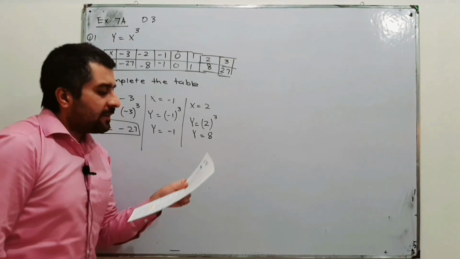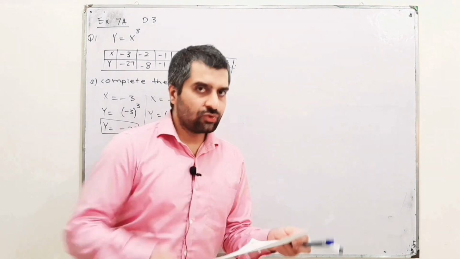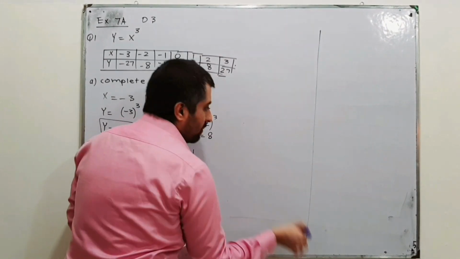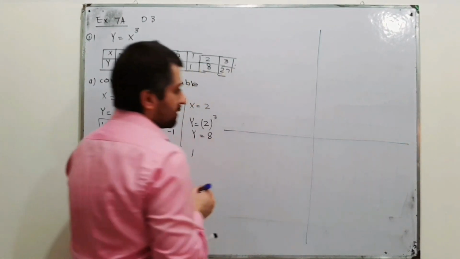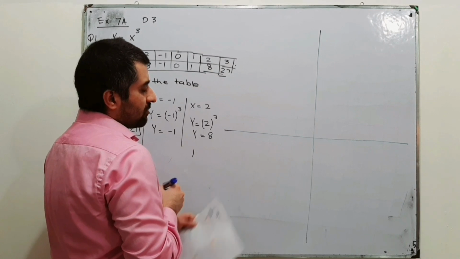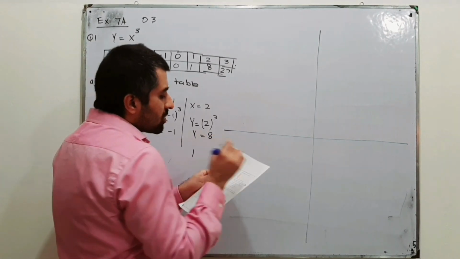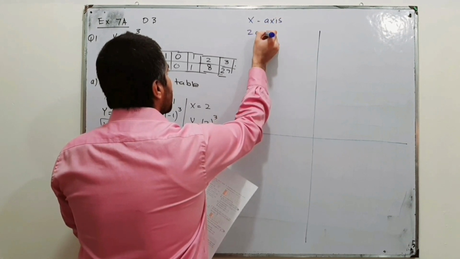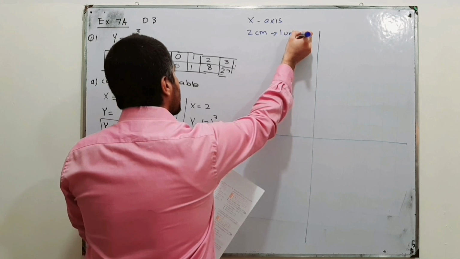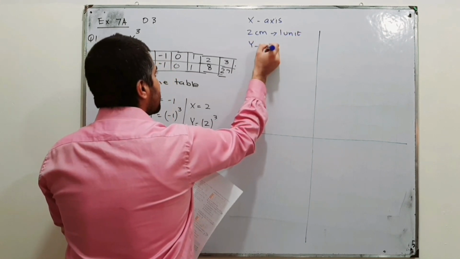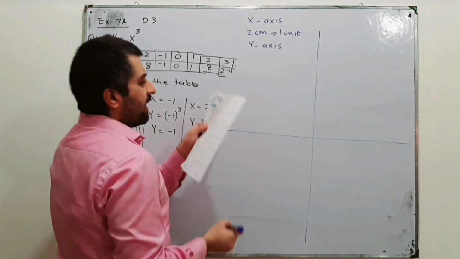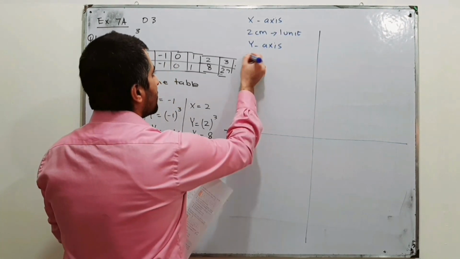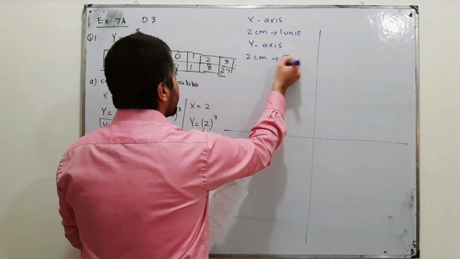Then part B is our graph. First of all, we need to draw a coordinate system. Okay, let us give a try. Y-axis, x-axis. Fine. And they have told us that we have to represent on x-axis, 2 centimeter is basically 1 unit. Fine. And on y-axis, what is on y-axis? We have 5 units. 2 centimeter is 5 units.